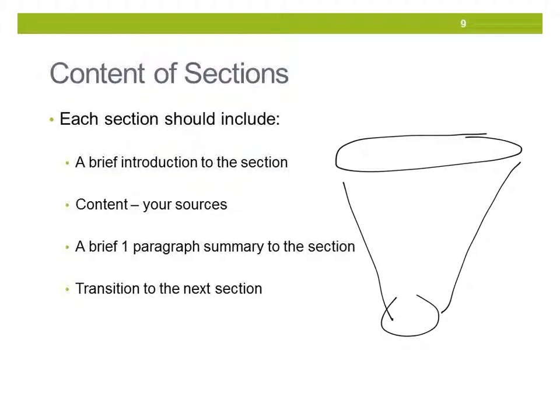That's usually one paragraph that tells me what's going to be in the section. Then, as you move down the funnel, the bulk of it is talking about your sources and your content. Then you should have a brief one-paragraph summary of the section, and the final part is a sentence at the end of that summary that transitions me to the next section. So every single content section, which includes your measurement section, should have that.